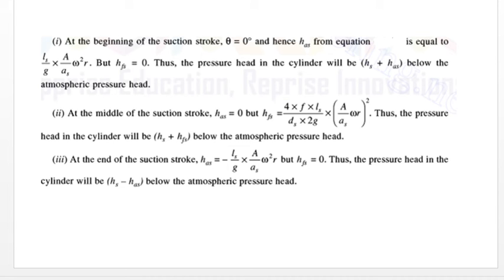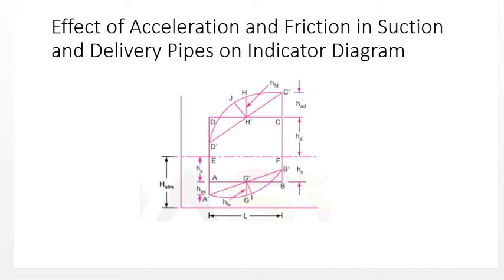Thus, the pressure head in the cylinder will be HS plus HAS below the atmospheric pressure head. You can see with this diagram at initial point, it means when theta is equal to 0. At theta equal to 0, there will be no frictional head, only acceleration head will affect the indicator diagram. So, the whole pressure head in suction pipe will be HS plus HAS. This is the pressure head when theta is equal to 0, but this value will be below the atmospheric pressure head.